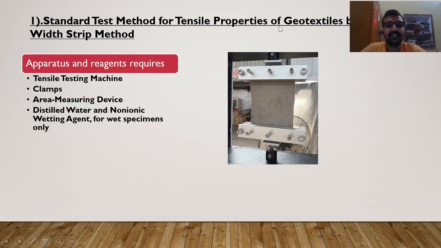Standard test method for tensile properties of geotextiles by the wide width strip method. The apparatus and reagents required are as follows. According to ASTM, the tensile testing machine will be like this, as shown in the figure, along with clamps of various types, area measuring devices, distilled water, and non-ionic wetting reagent for wet specimens.